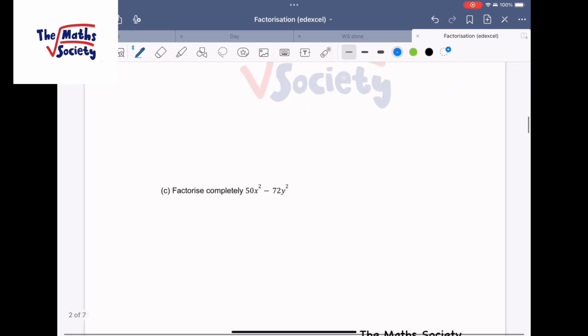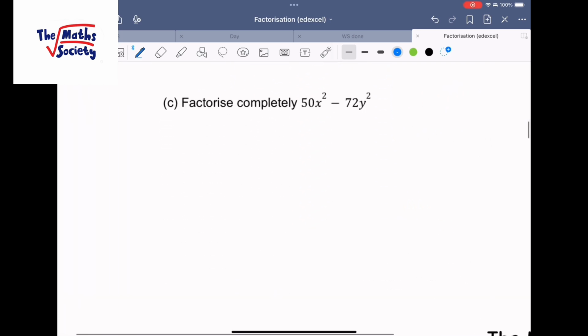And now we'll go on to number C. So basically here we can take out the common term first, which is going to be 2. So that's going to be 25x squared minus 72, so 2, 3, 6 y squared. And we know that 25x squared minus 36y squared is a square number. So we can take out 5x.